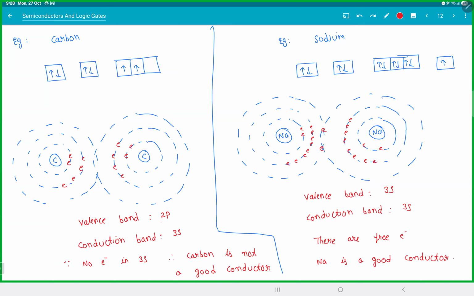Graphite is a special case. Hope you know why. Graphite is different. It's an exception. Because of the layers between them, you get some free electrons and all that stuff. And that's the reason graphite slides easily also. It's a good lubricant.